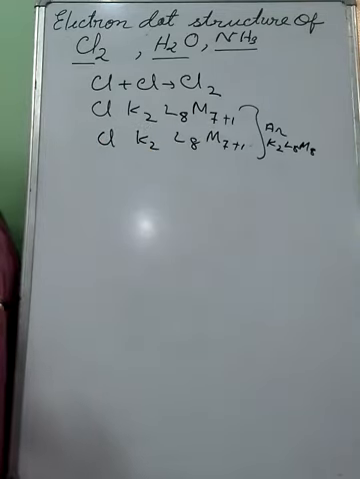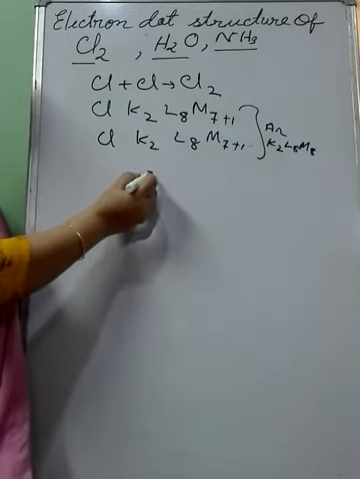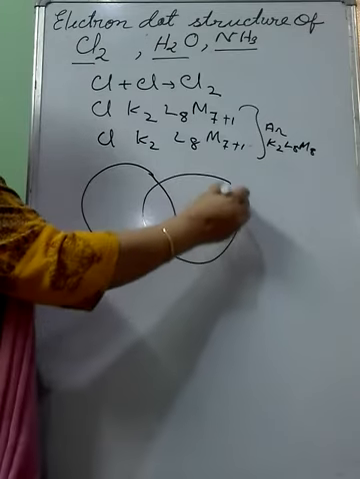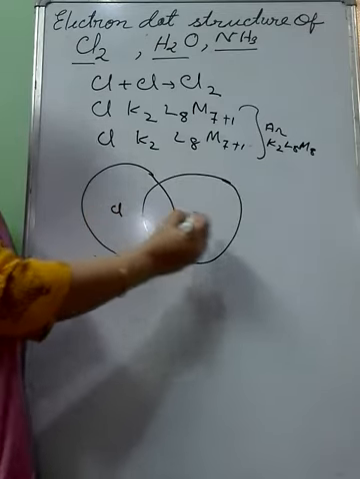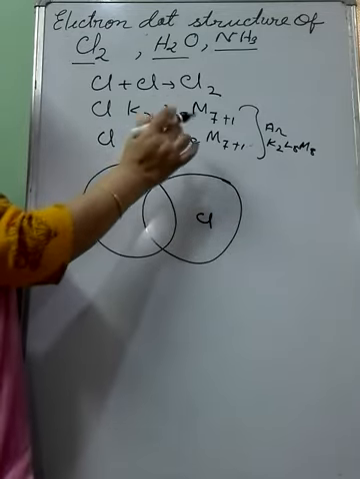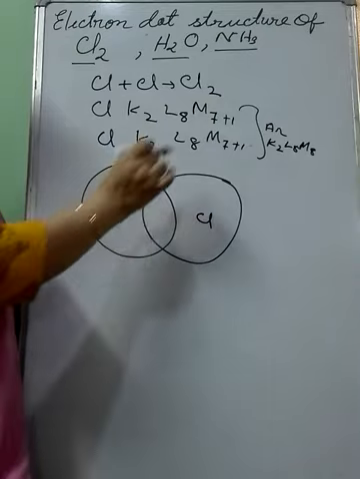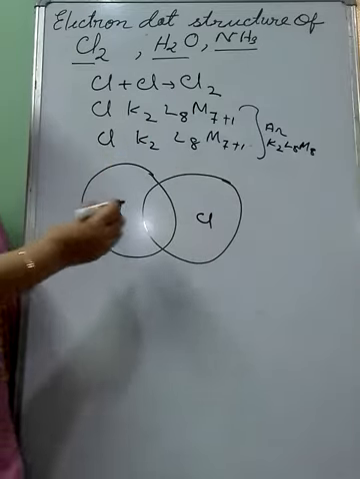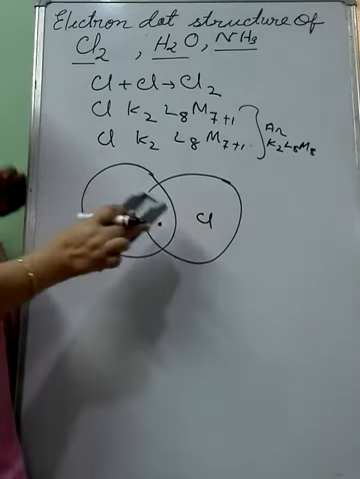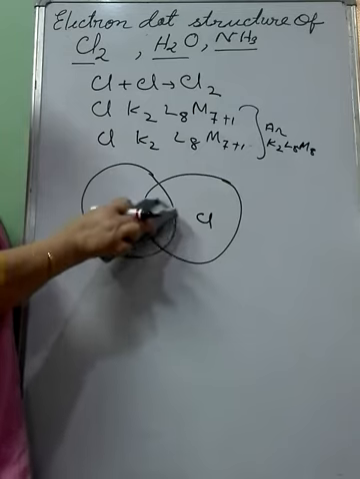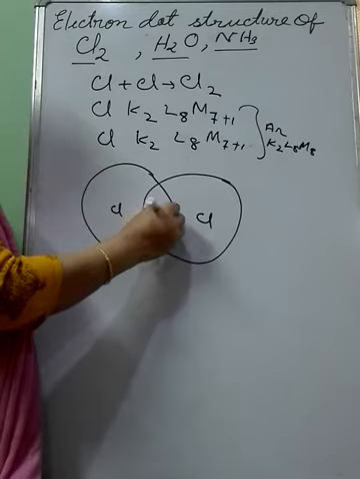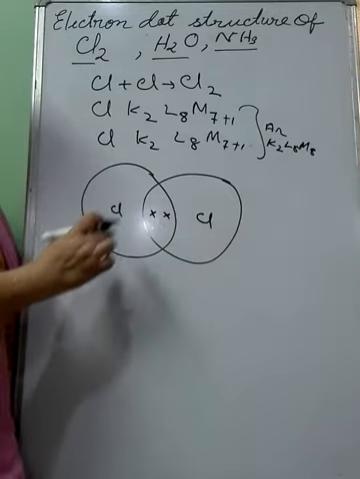So how to draw the electron structure for chlorine? At first we will draw two circles, as I told you earlier, in such a way that they overlap on each other. This circle is for this chlorine, another circle is for this chlorine. First of all, we know that both the chlorines will share one pair of electrons from the outermost 7 electrons. So let me give two dots. One more thing I want to say is that instead of a dot we can give a small cross also. Now I am showing you this example with the cross. I am giving one pair of electrons here with the help of two small crosses.